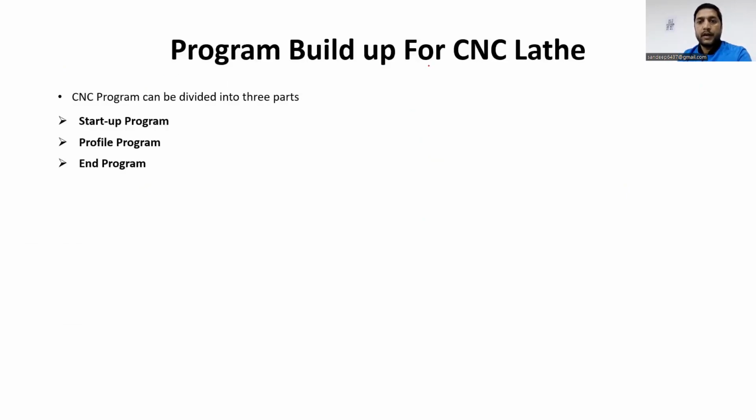Next, we have program builder for CNC lathe. Now, a CNC program can be divided into three parts. The first part is startup of program. Then second, we have profile program, and third, end of program. Now, let me explain the startup program. Our CNC program will start with the letter O, which will be followed by 4 digits like 1000. It may be anything else like 1234. This first line stands for program name.